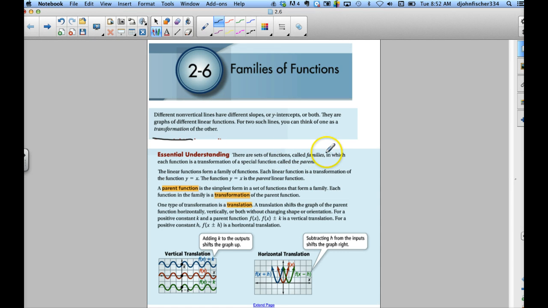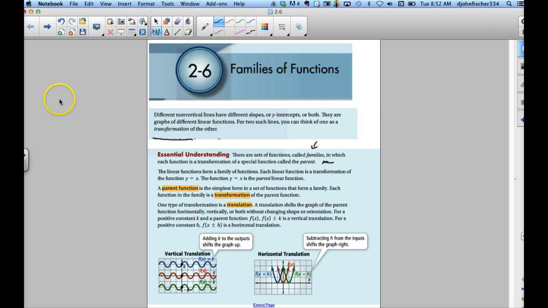There are a set of functions called families, family of functions, in which each function is a transformation of a special function called the parent. The parent is the original function, and the family is the functions that are related to it. The linear functions form a family of functions. Each linear function is a transformation of y equals x. The function y equals x is the parent function. So this is a parent function, and anything that goes with it is its family of functions.